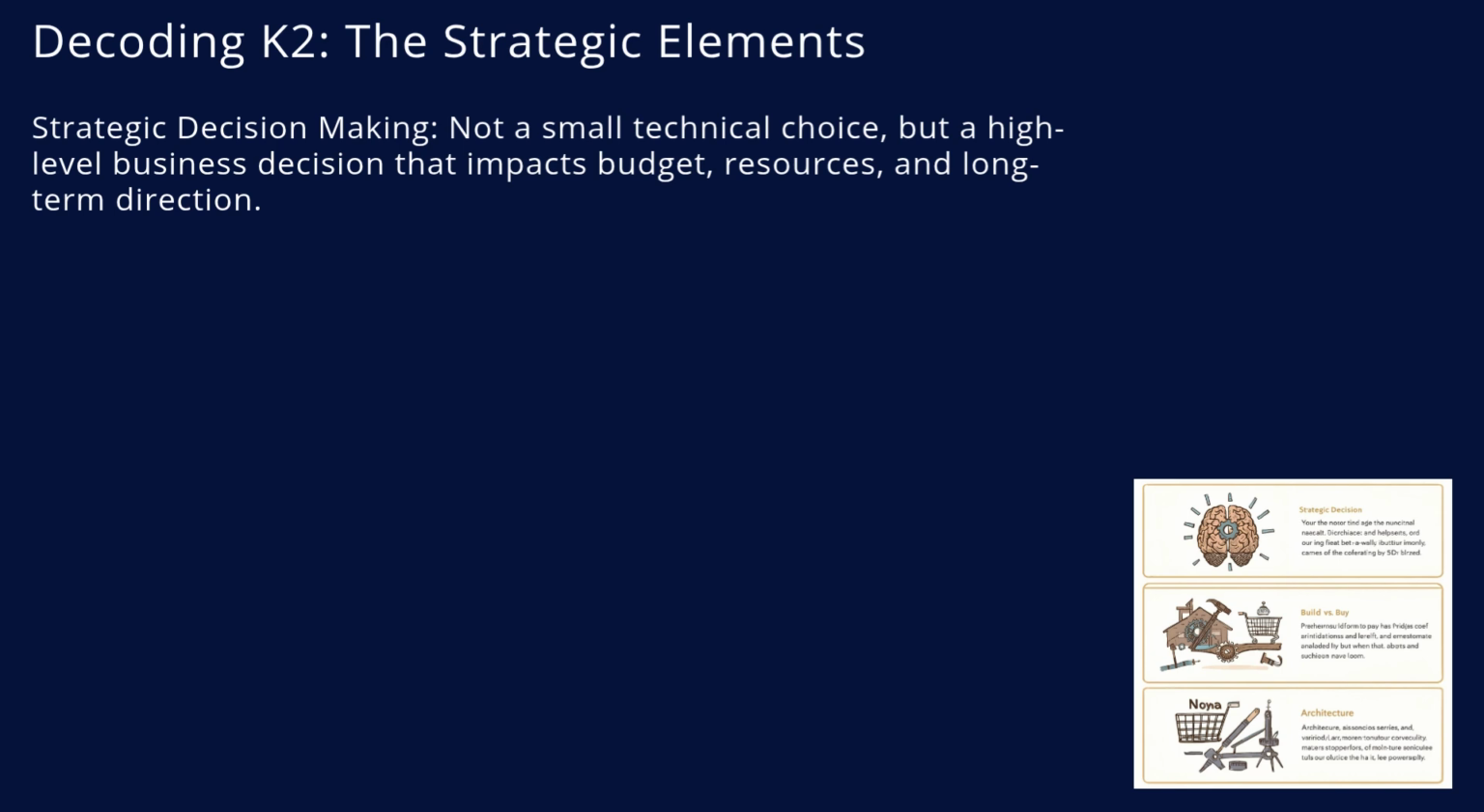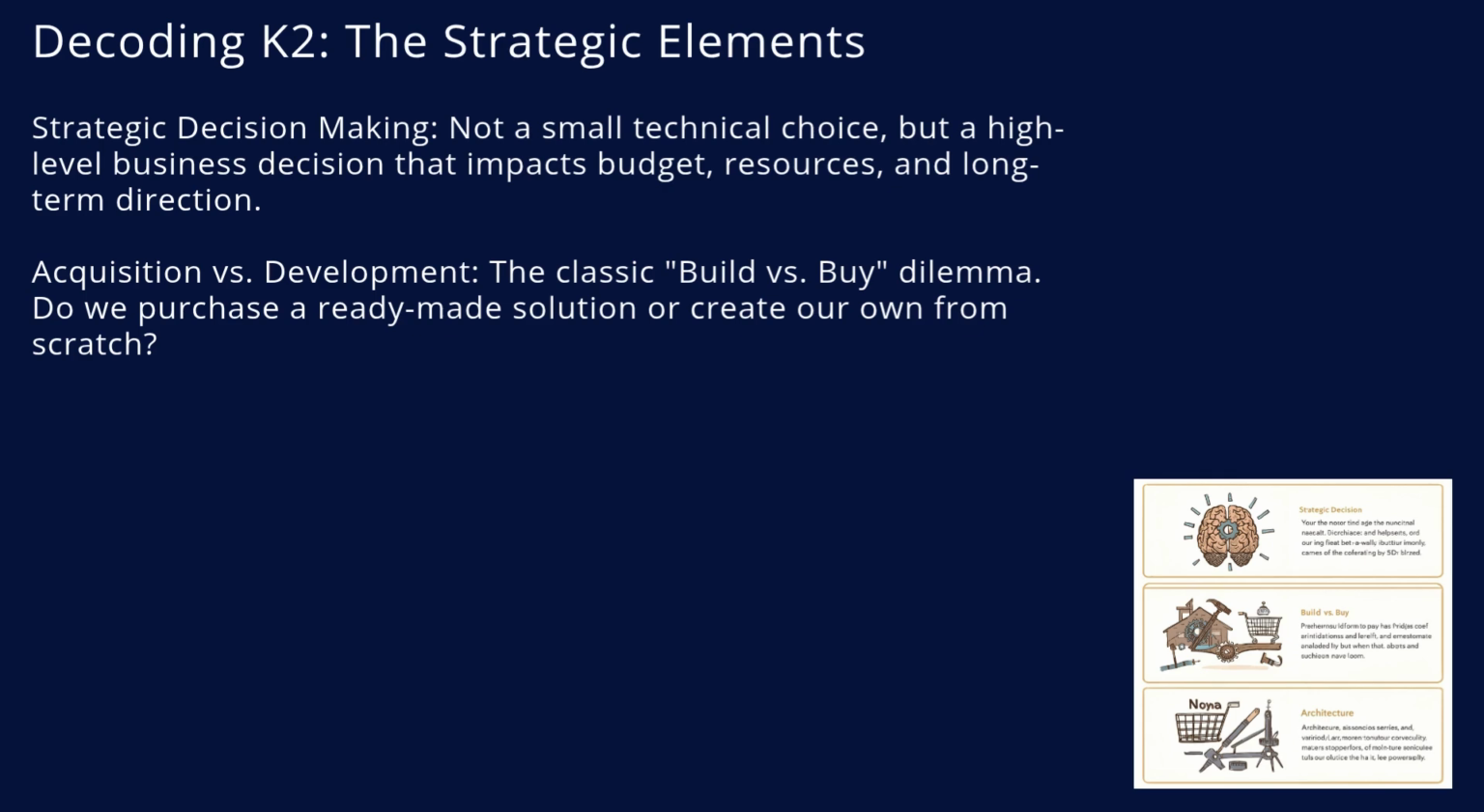Let's break down what this KSB really means, using my scaffold and ascend method to build your understanding. First, strategic decision-making. The word strategic is key. This isn't a small, technical choice like which font to use on a button. This is a big decision that can cost millions and affect how the company operates for years. It has to be directly linked to the company's main goals. The core of this is the choice between acquisition, which means buying or licensing a ready-made solution, and development, which means building a custom solution from scratch. This is famously known as the build versus buy decision.